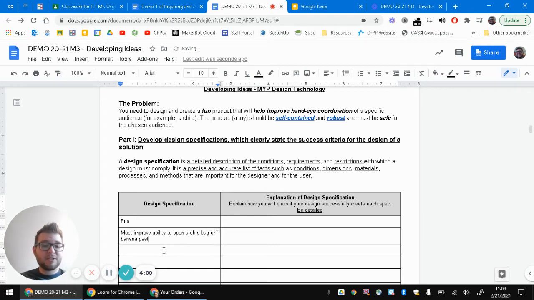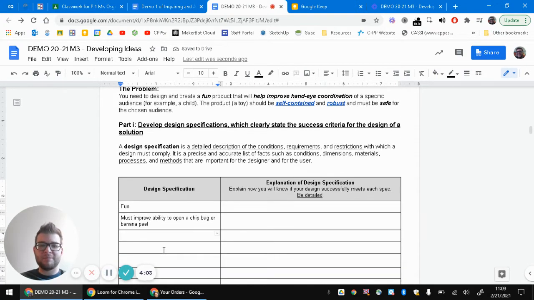Right? So that's a specification. I'm being specific and I'm saying, this is what I want my toy to do. What are some other things here? We didn't talk about this a lot, but I push for toys to be self-contained, which means that they're all in themselves, like maybe they're all stuck together. But sometimes some of you might go a route where you're going to have different pieces. So maybe your toy isn't going to be self-contained.